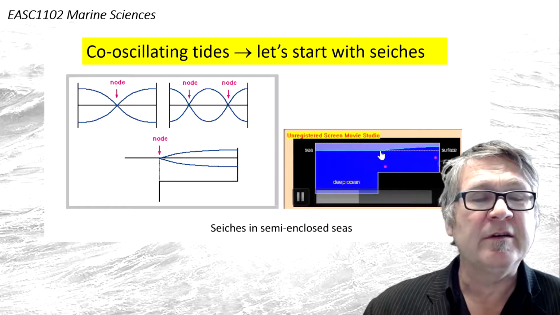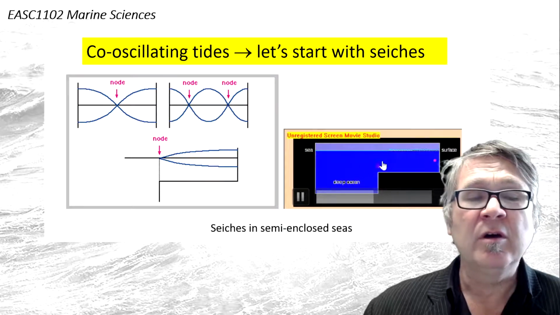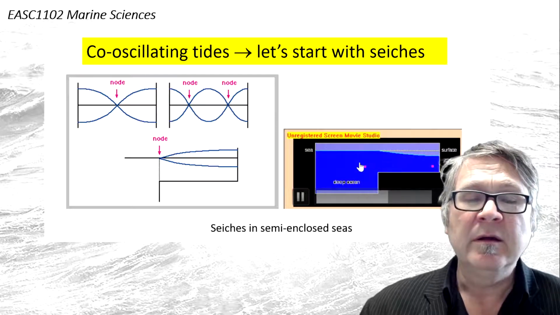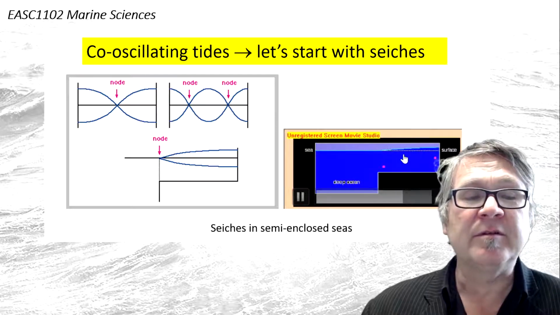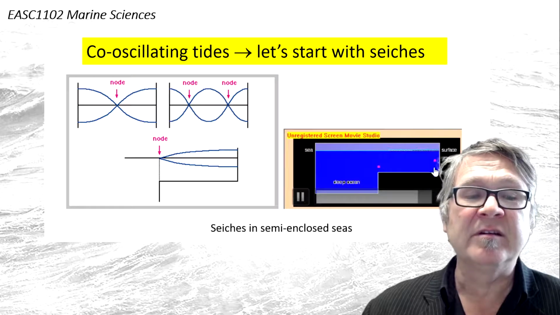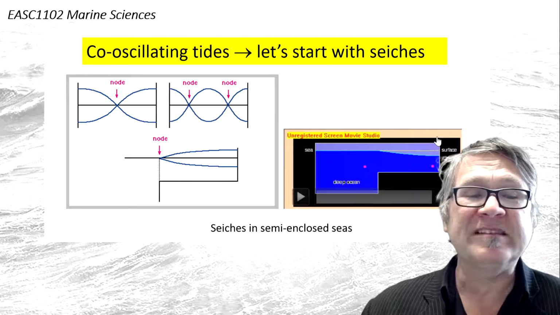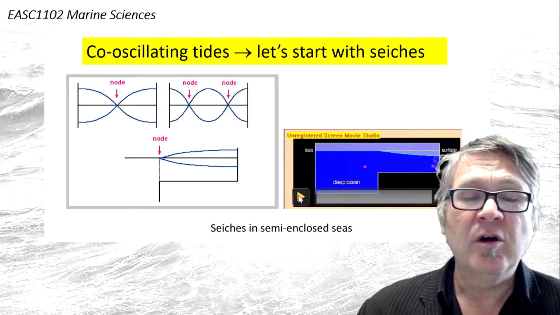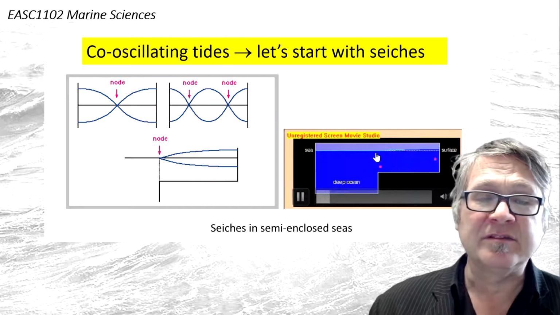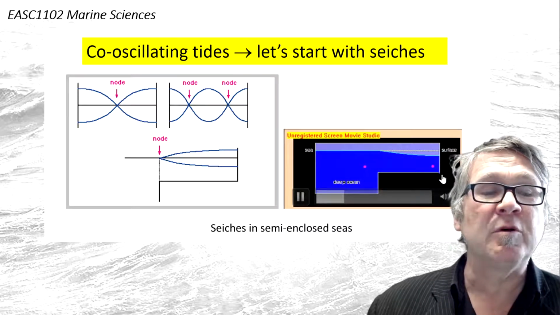And what you can see here is that the water is moved in and out of your estuary. The node is located near the entrance, but you get a maximum response at the end. So for a specific length of your semi-enclosed region, you get a maximum response at the end.